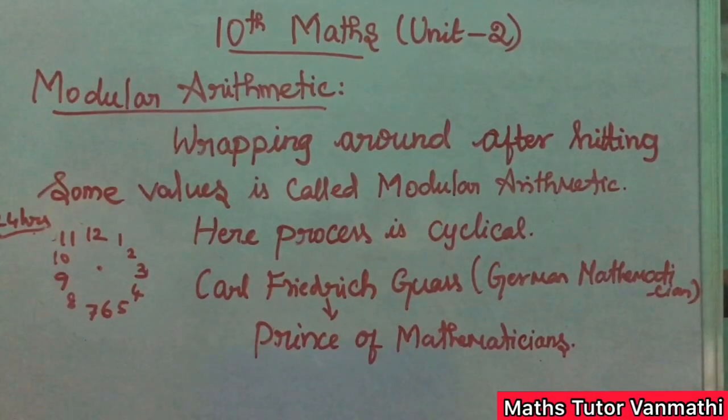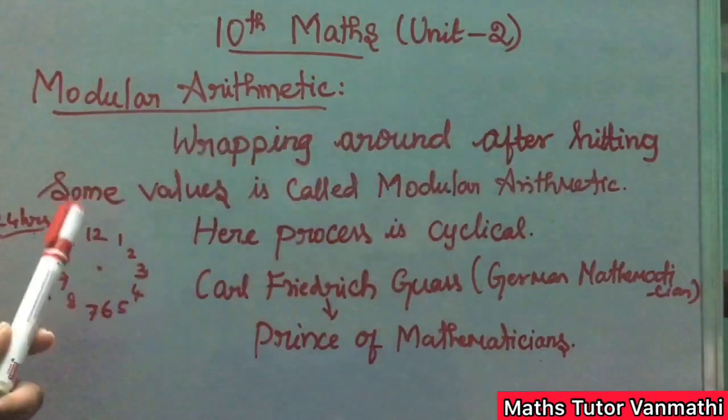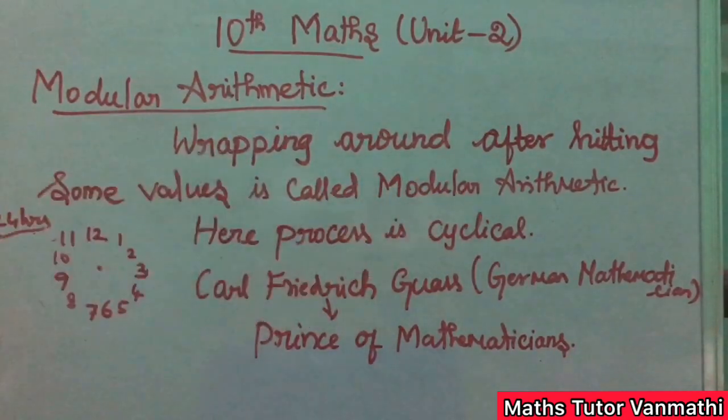Today in 10th Maths Unit 2 we are going to see the section modular arithmetic. This modular arithmetic was developed by the German mathematician Carl Friedrich Gauss. He was also called the prince of mathematicians. Here, modular arithmetic means wrapping around after hitting some value.